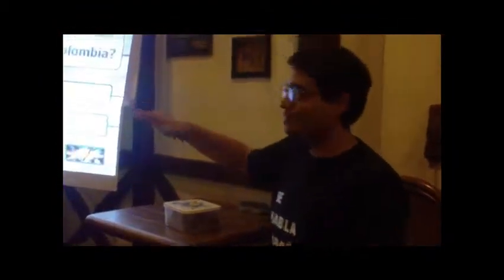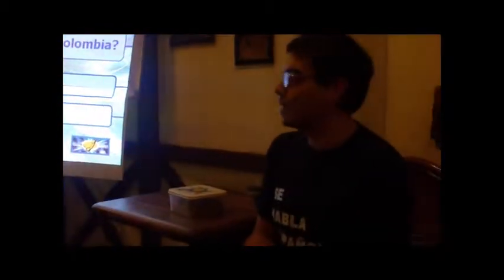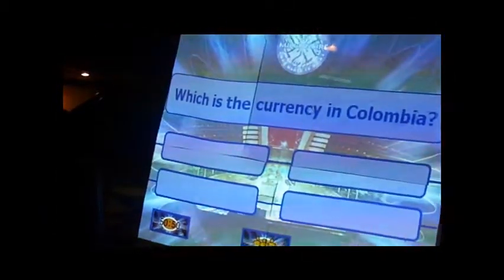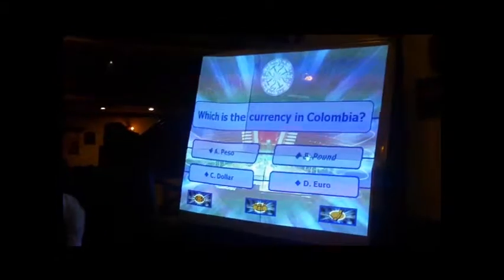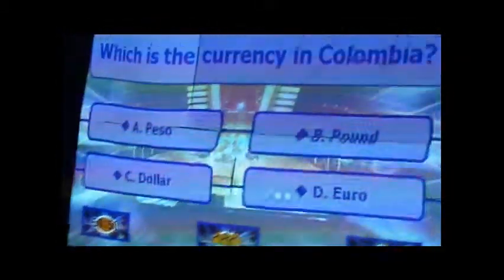The idea is just to have some fun. So we are going to start with 100 points. The first question: which is the currency in Colombia? Don't worry. It's the first question, so it has to be easy, because if not, it will be so difficult. So, A, peso, B, pound, C, dollar, D, euro.